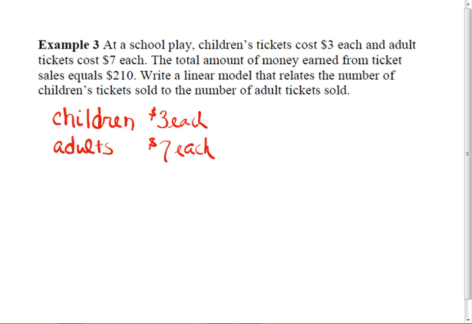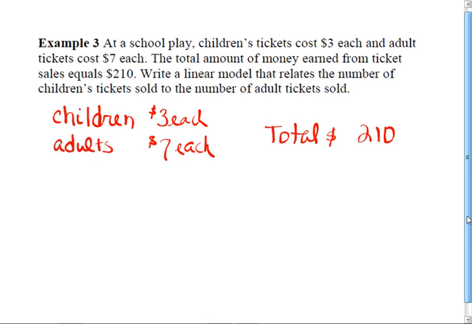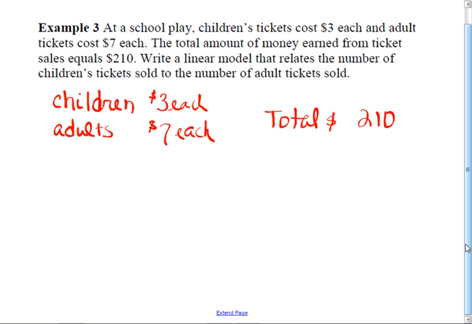Okay, the total amount of money earned from the ticket sales equals $210. This is going to be a little bit different form. I'm hoping the rest isn't y equals mx plus b. It's $210. So, what would you like to call the number of children's tickets? I don't really want to use X and Y because I'm going to forget which one's which. Well, what's a good letter for children's tickets? C. So C is equal to the number of children's tickets. And how about the adult tickets? A. And you're going to see a different form of the equation of a line.